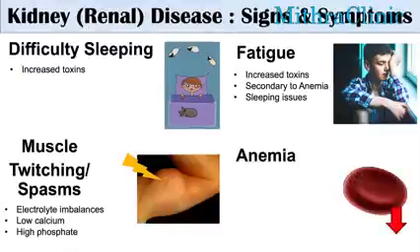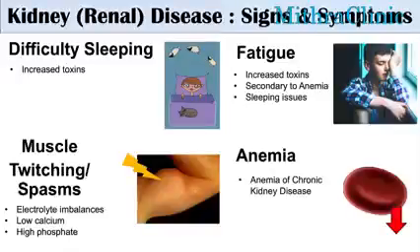So low red blood cells or low hemoglobin, and this is an anemia of chronic kidney disease. This often occurs later in a kidney disease process. This is because the kidney produces erythropoietin, or EPO. What erythropoietin does is it stimulates the bone marrow to produce red blood cells, so erythrocytes. And as the kidney becomes more and more damaged, it has less and less ability to produce erythropoietin.